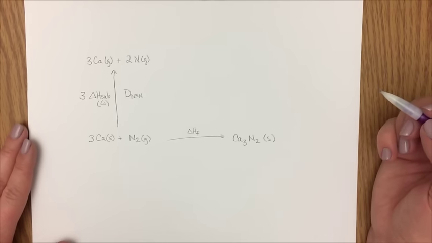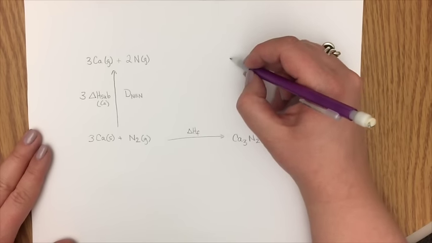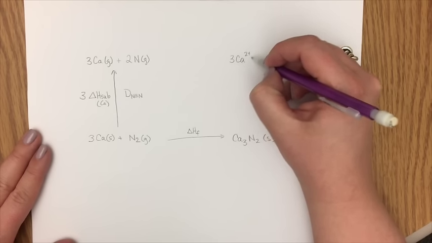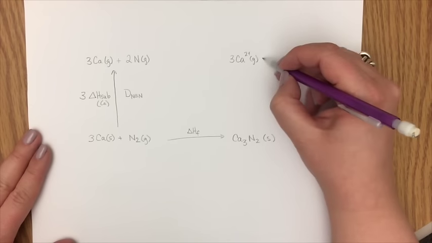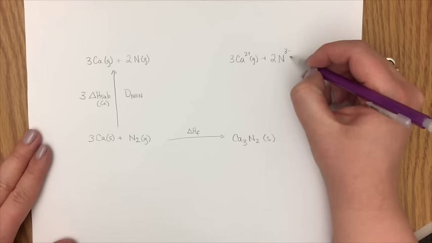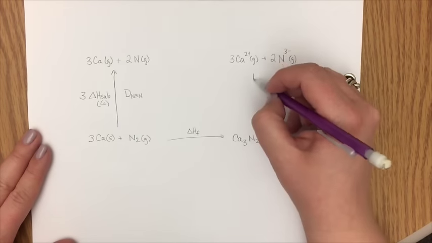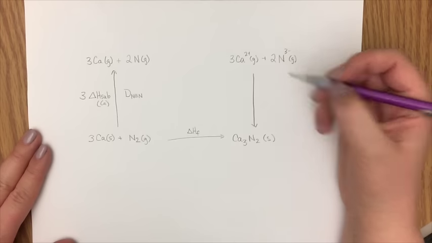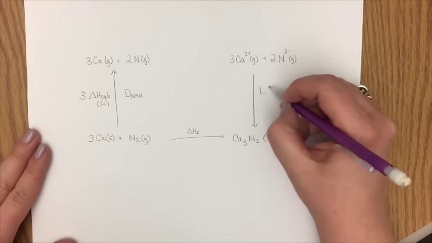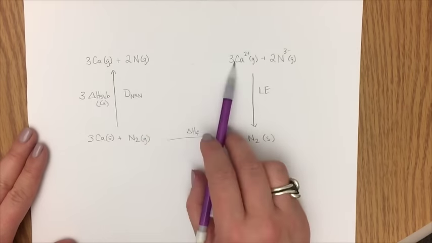So now that we have gaseous atoms, in the upper right-hand corner, I like to write gaseous ions. So here we'll have 3 calcium 2+ ions and 2 nitrogen 3- ions. Of course, this process going down from the gaseous ions to the ionic compound is what we call the lattice energy. And now how do we get from here to here?